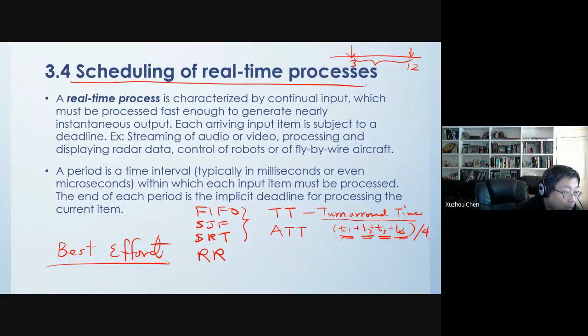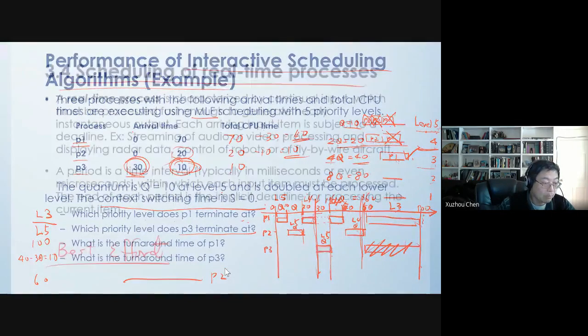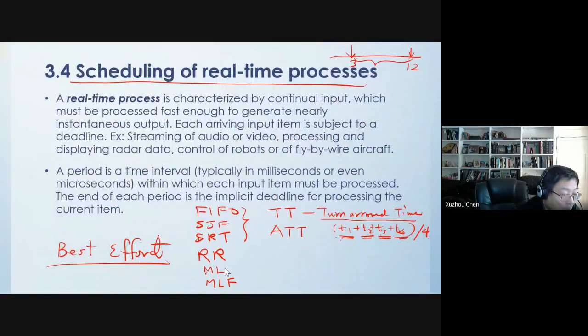And also for the interactive processes, we talked about the multi-level queue, and also the multi-level feedback, MLF, scheduling. Now you need to know the difference between multi-level and multi-level feedback.